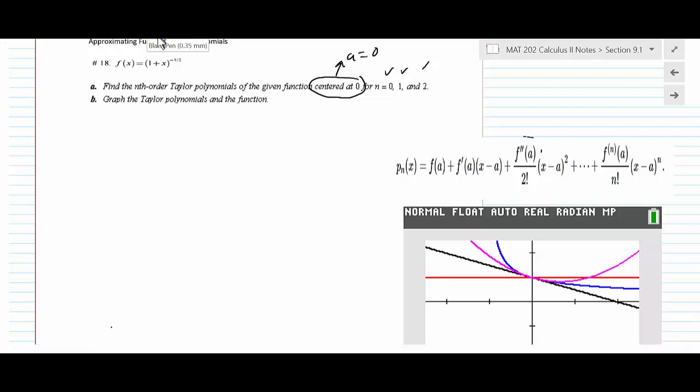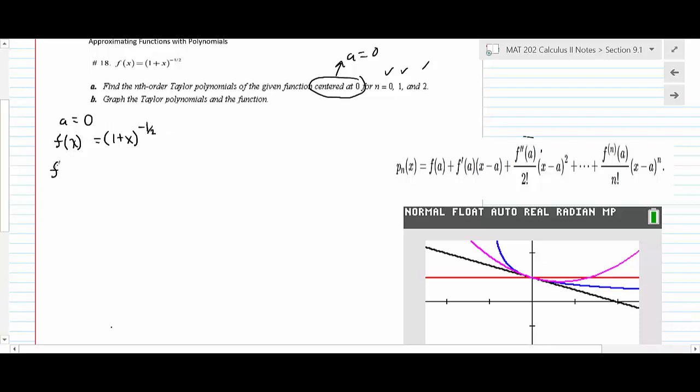So what you really want to do with this, since a is 0 because the center is 0, is go ahead and do these things. Let's see, f of x is (1 plus x) to the negative 1/2. It makes a lot of sense on these problems to just go ahead and do your derivatives and get that out of the way, and then evaluate your derivatives at 0. So let's go ahead and get all of our derivatives put together.